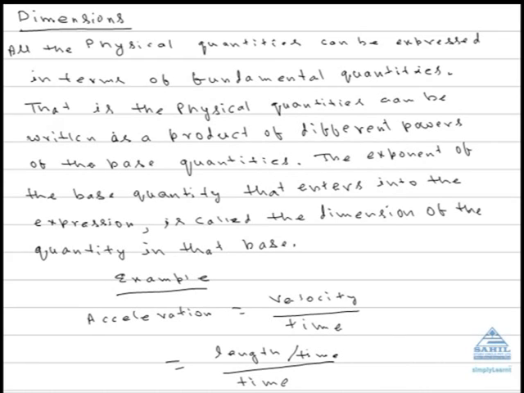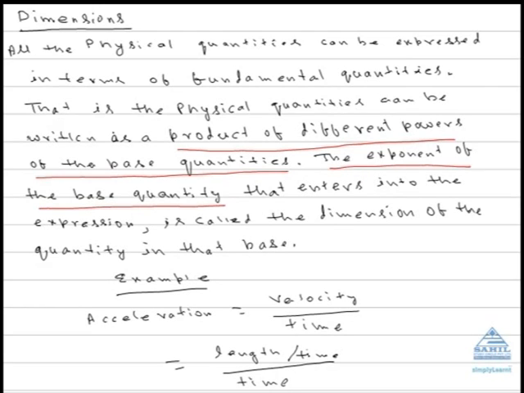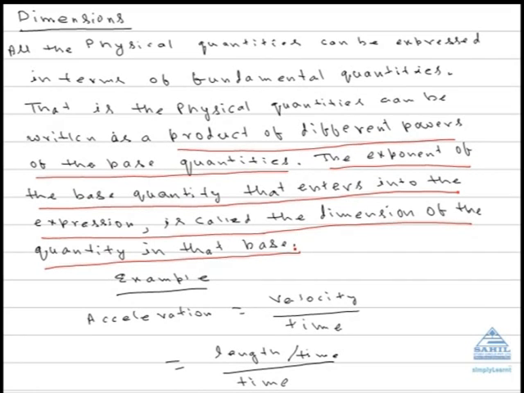Now, physical quantities can be written as a product of different powers of the base quantities. The exponent of the base quantity that enters into the expression is called the dimension of the quantity in that base. Let's explain it with an example.